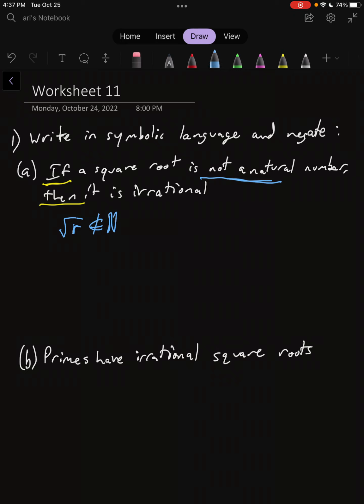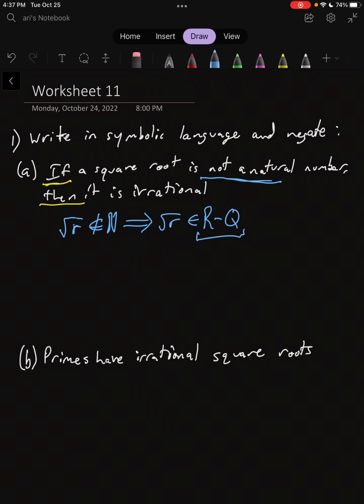So the square root of r being not natural implies that the square root of r is irrational, meaning it's in the set of R minus Q. It's a real number that is not rational. That's what this R minus Q means.